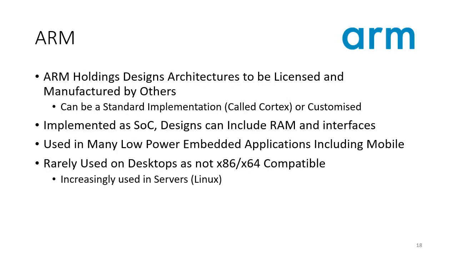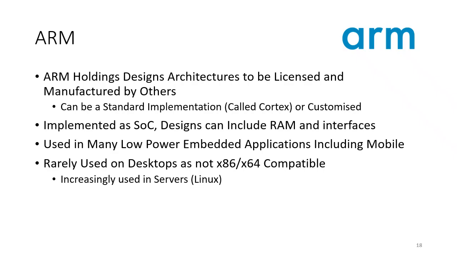So you might also come across ARM. ARM Holdings don't manufacture chips, but what they do is they design architectures which are licensed and manufactured by others. So you can get standard implementations, which is the Cortex implementation, but it's also possible to get a customized implementation as well. The way ARM generally work is that they implement their designs as a system on a chip. So what you can find is, as well as having the CPU, that one chip design can include RAM and it can include specific interfaces.